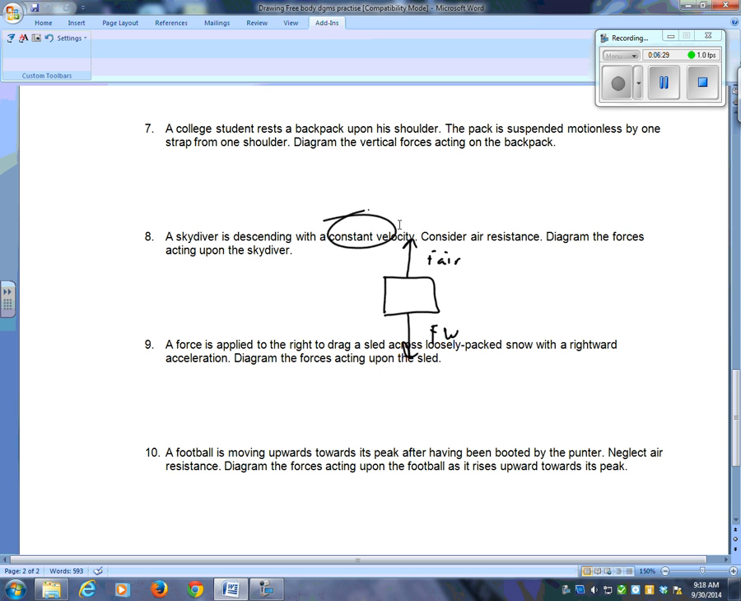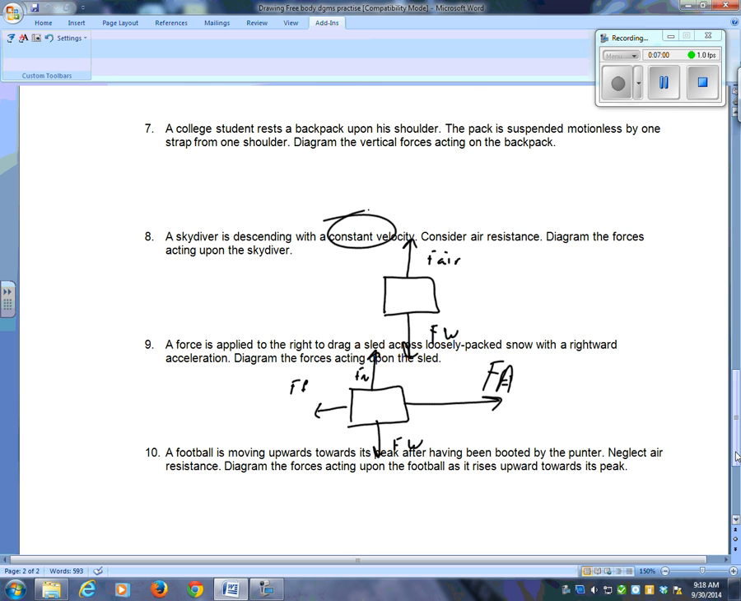Force applied to the right to drag a sled across loosely packed snow. That's code for there's some friction. There's rightward acceleration. Weight, normal force, applied force, small amount of friction. If it said hard packed snow or ice, then they're kind of implying that there's no friction, or very little.